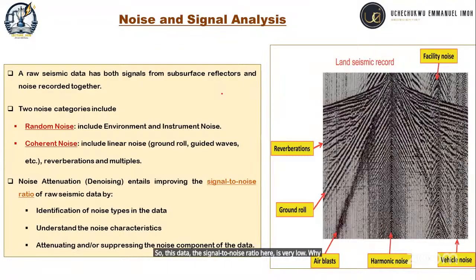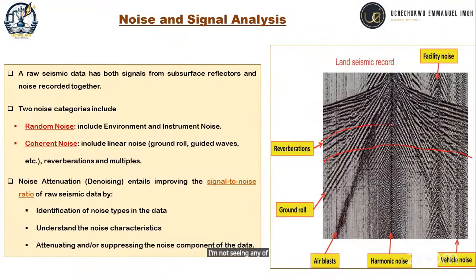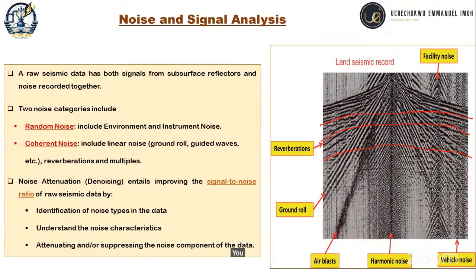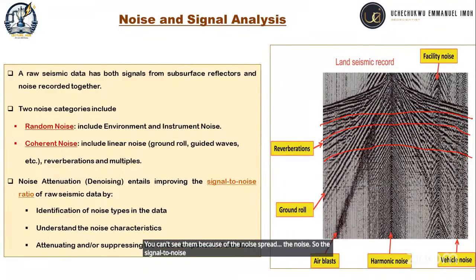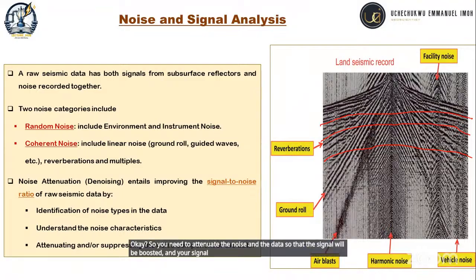Why? You have abundance of noise. You are not seeing the hyperbolic shape. The hyperbolic shape like this. You are not seeing any of them, but they are there. Okay? They are there in the data, but the noise is masking them. You can't see them because of the noise. So the signal to noise ratio is low. Okay? So you need to attenuate the noise in the data so that the signal will be boosted and your signal to noise ratio will be high.